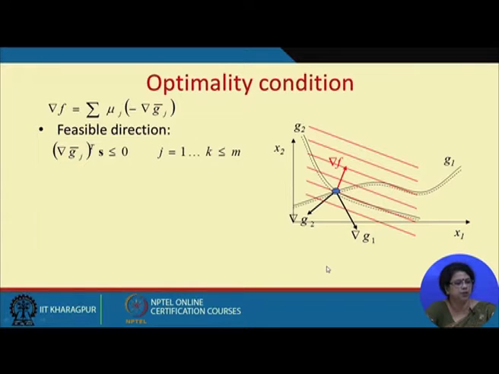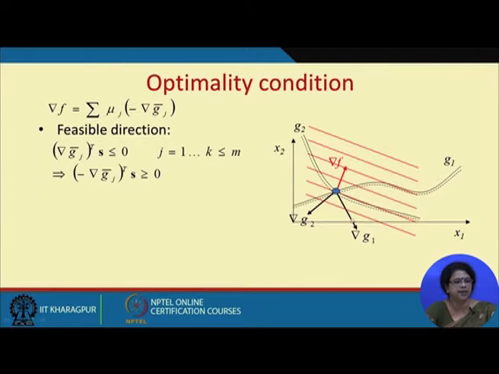Now similarly, to define the feasible direction: if s is the feasible direction, then grad g dot s must be less than 0. That is why minus grad g bar dot s must be greater than or equal to 0. We are only concerned about the active constraints, not the inactive constraints, so we have clubbed all k active constraints here. That is why, instead of gi, we write gi bar. That is why minus gi bar dot s is greater than 0.